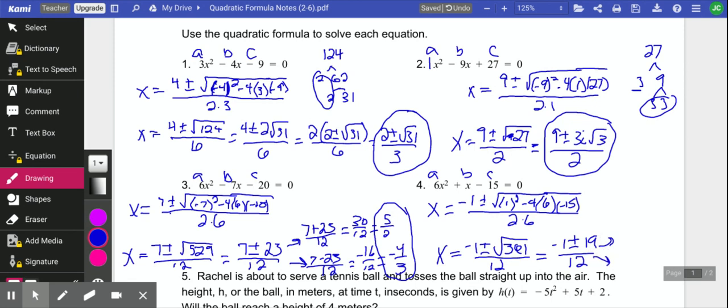One of them is negative 1 plus 19. So that's going to be 18 twelfths, otherwise known as 3 halves. And this one's going to be negative 1 minus 19, so negative 20 over 12, which is going to reduce to negative 5/3.